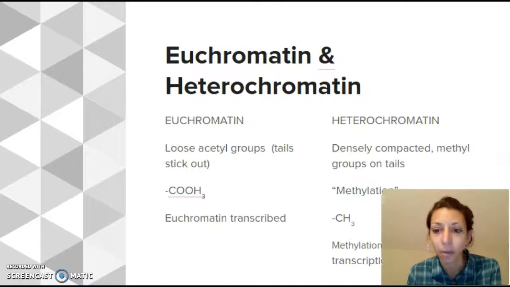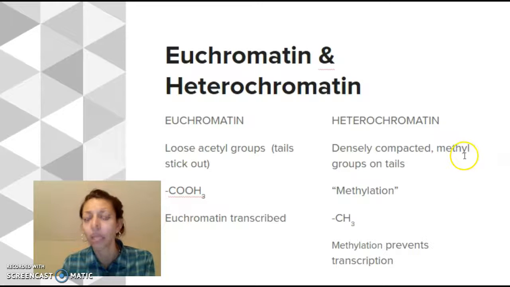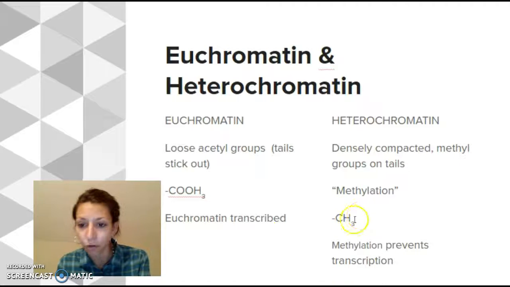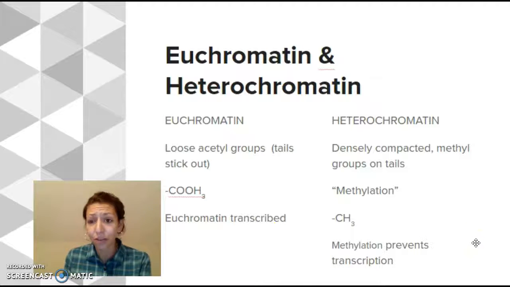Now our heterochromatin is going to be more densely compacted. We'll have methyl groups on the tails, or methylation, and this is going to diminish the transcription of DNA. So this is our methyl group here. And so in general, the heterochromatin will not be transcribed. So methylation is going to diminish levels of transcription.